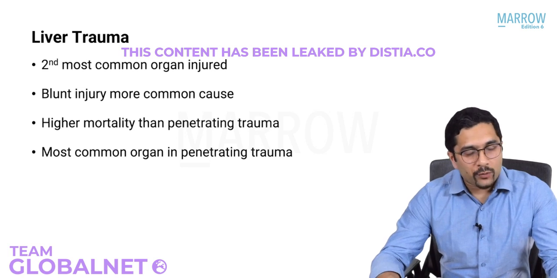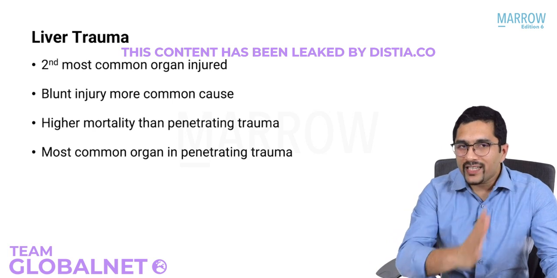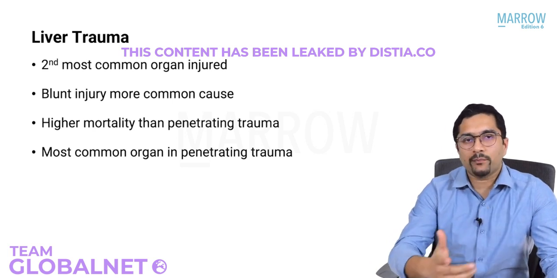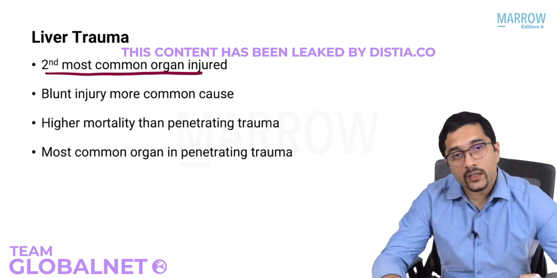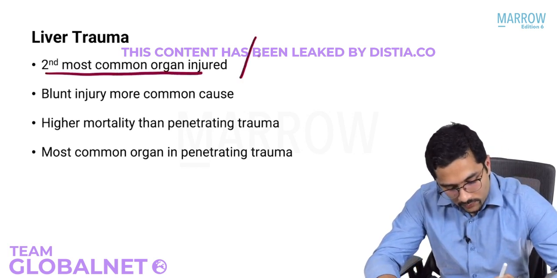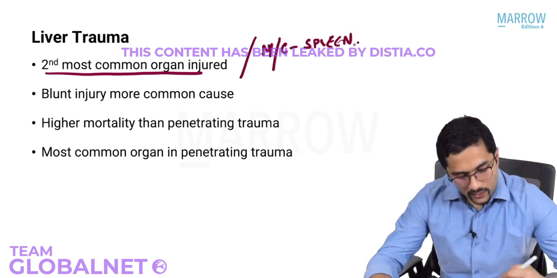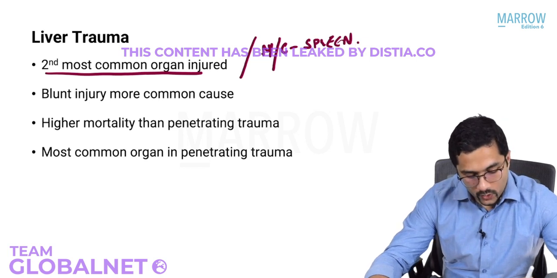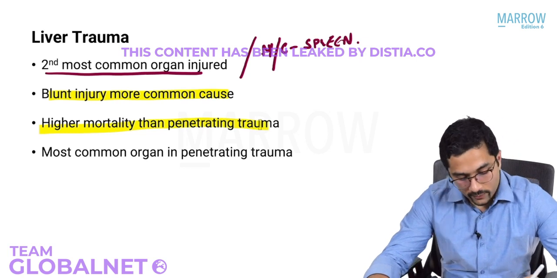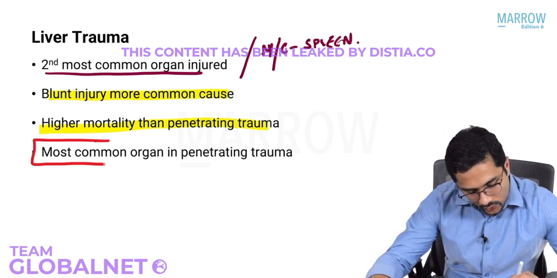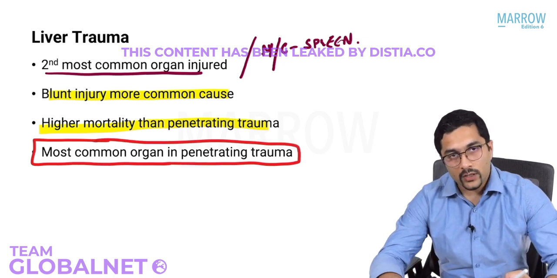Liver trauma, I've already spoken about this in the abdominal trauma module in the trauma section, but I would like to reinforce some of the points because it's an important topic for the exam. Now, liver we know is the second most common organ injured overall in the abdomen. Most common is the spleen. Blunt injury is a more common cause of liver trauma, and higher mortality is there than with penetrating trauma. But you should also know it is the most common organ injured in penetrating trauma to the abdomen.